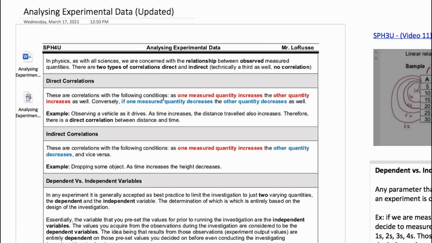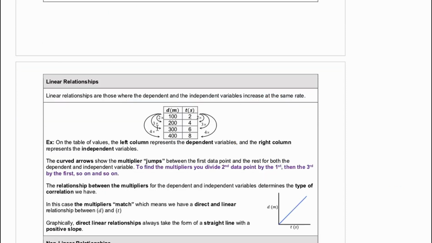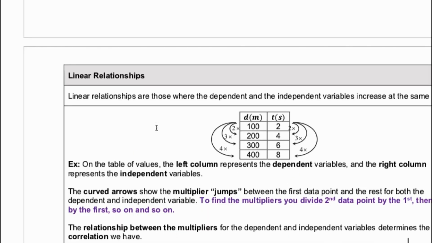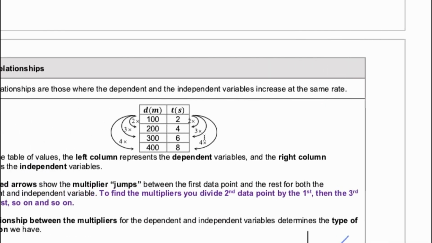Today, we're going to circle back to analyzing experimental data. Specifically, we're going to investigate a more sophisticated technique to find the relationships between the dependent and independent variables in experimental data. If you recall from what we did back in grade 11, we were doing what I would refer to as the multiplier method.